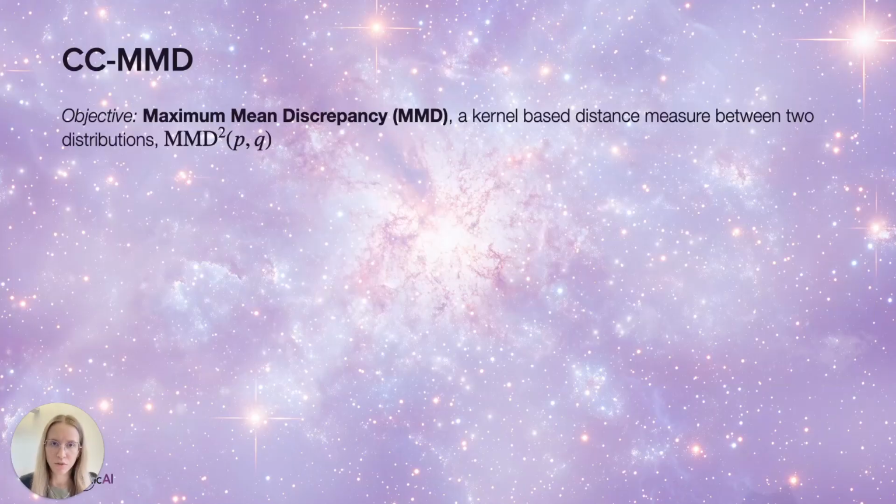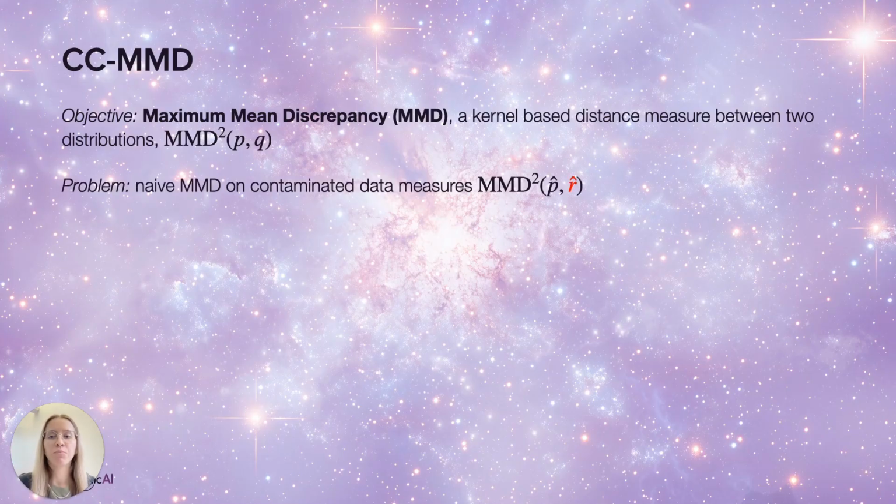So our objective is maximum mean discrepancy, or MMD. This is a kernel-based distance measure between two distributions. Now, the problem is when MMD is naively calculated on full contaminated data, it measures the distance between clean and contaminated distributions instead of clean and target distributions, which is what we want to measure.